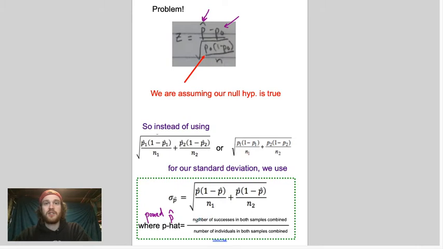Pooled p-hat is the number of successes in both samples combined, divided by the number of individuals in both samples combined. So it's basically the total number of successes in either population divided by the total of both sample sizes, which would be N1 plus N2. This is the number of successes in each. And hopefully this will make a little more sense once we see an example here.